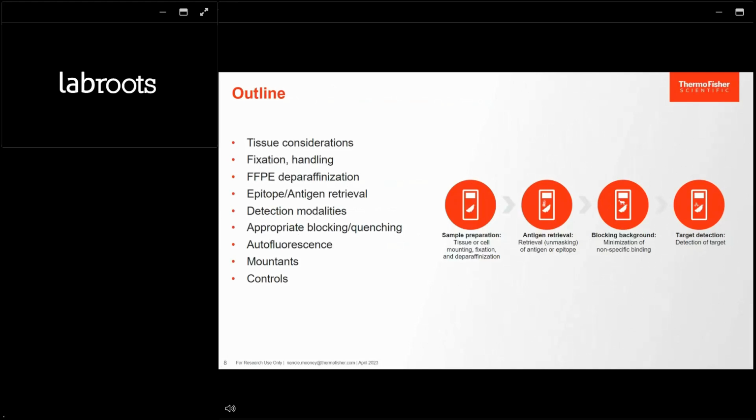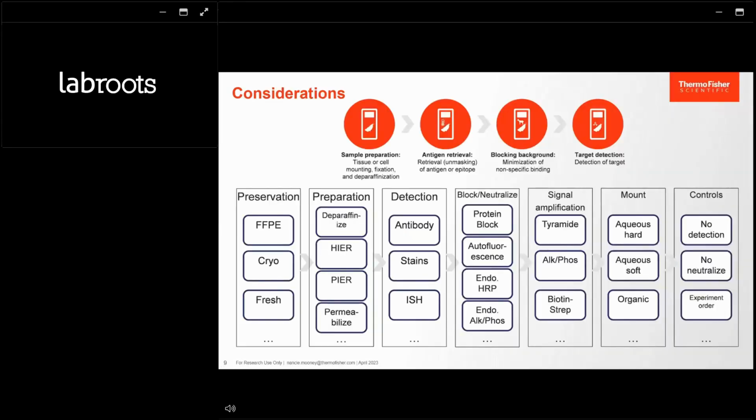So in today's seminar, I'll be working through several of these considerations so you can better understand things to improve your experiments. We'll be looking at tissue considerations, fixation and handling, some of the considerations you need for FFPE tissues, epitope and antigen retrieval techniques, detection modalities, and how they might influence the appropriate blocking and quenching techniques, how to deal with some autofluorescence, what mountants you might use at the end of your detection experiments, and some appropriate controls. Again, there are many considerations to make, and I'm hoping that I can make this seem much less confusing.